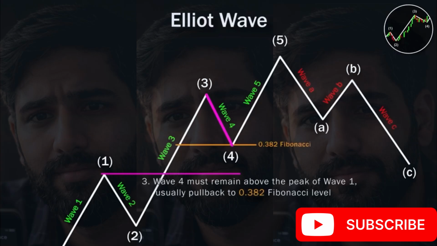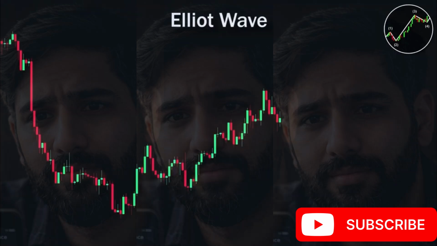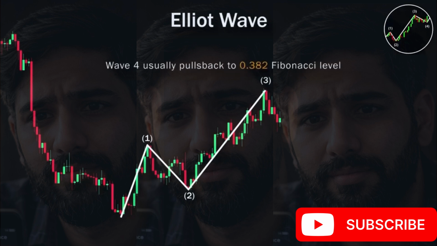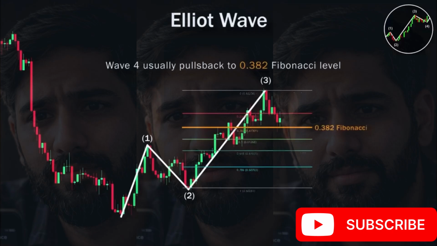So here's an example of the Elliott wave in action. In this chart, we can see that the price resembles a possible 1, 2, 3 Elliott wave. And so, based on the theory of Wave 4, which is that price tends to pull back to the 0.382 Fibonacci level before continuing upwards, we can use this as a potential buy entry when price makes a pullback.